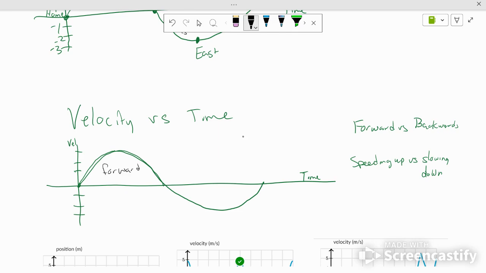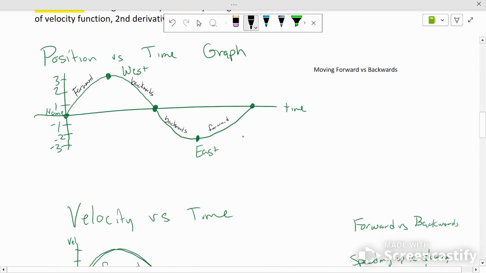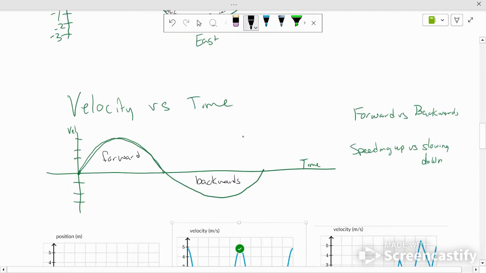Whenever a velocity versus time graph is positive, you're moving forwards. Whenever you're below, you're moving backwards. Which is different, because on a position versus time graph, when you're sloping down, you're going backwards, and when you're sloping up, you're going forwards. On velocity versus time, if you're above the x-axis, you're going forward. If you're below the x-axis, you're going backwards. From here to here, I'm speeding up. Here, I'm slowing down.